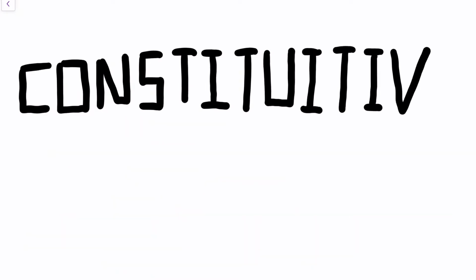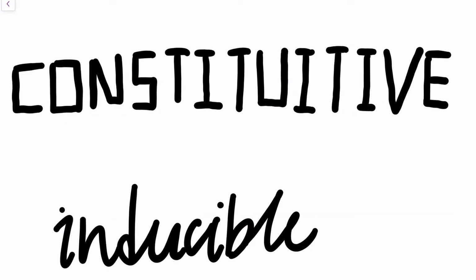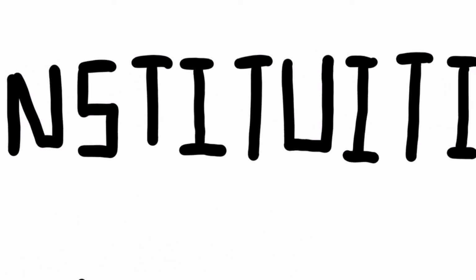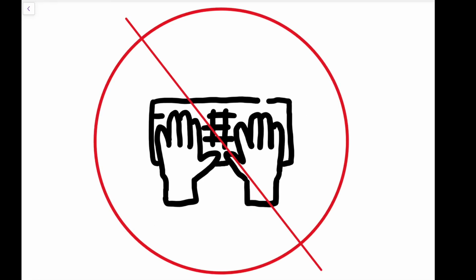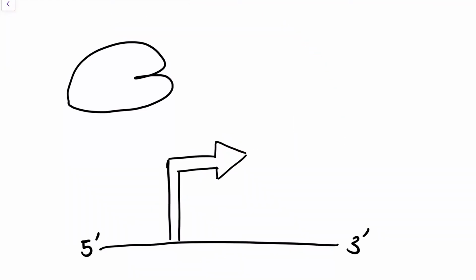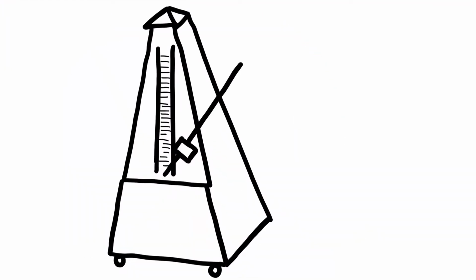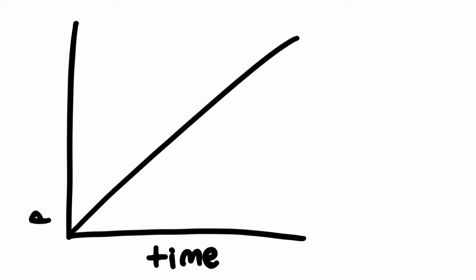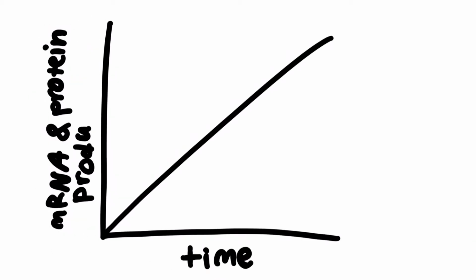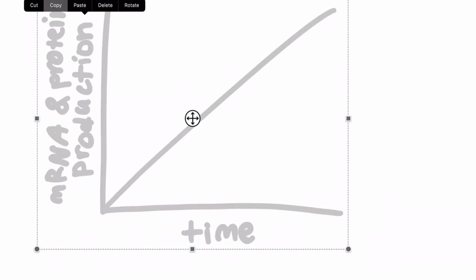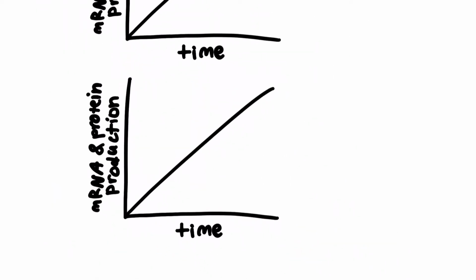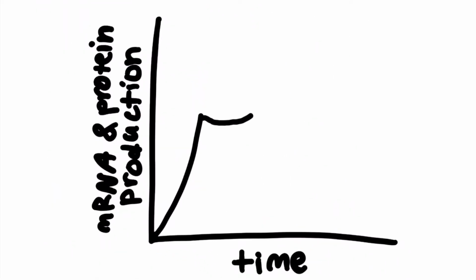There are two types: constitutive and inducible promoters. We assume that constitutive promoters don't have any input, as the RNA polymerase binds at a fixed frequency to the promoter, so that mRNA and the encoded protein is constantly produced, while inducible promoters do require inputs, as the RNA polymerase will only bind under certain conditions.